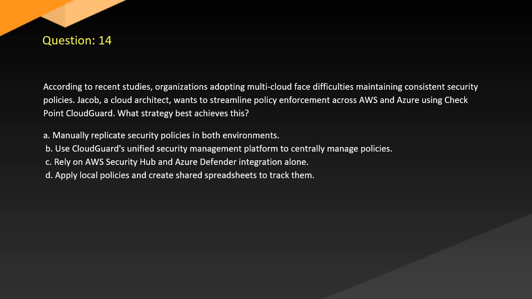A. Manually replicate security policies in both environments. B. Use CloudGuard's unified security management platform to centrally manage policies. C. Rely on AWS Security Hub and Azure Defender integration alone. D. Apply local policies and create shared spreadsheets to track them.